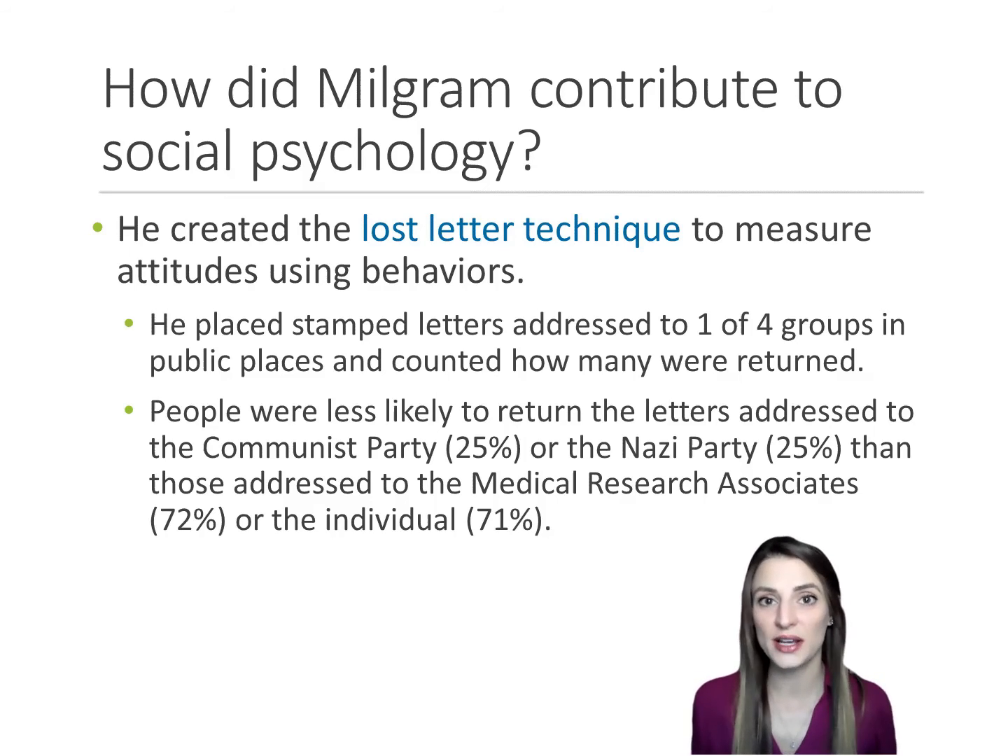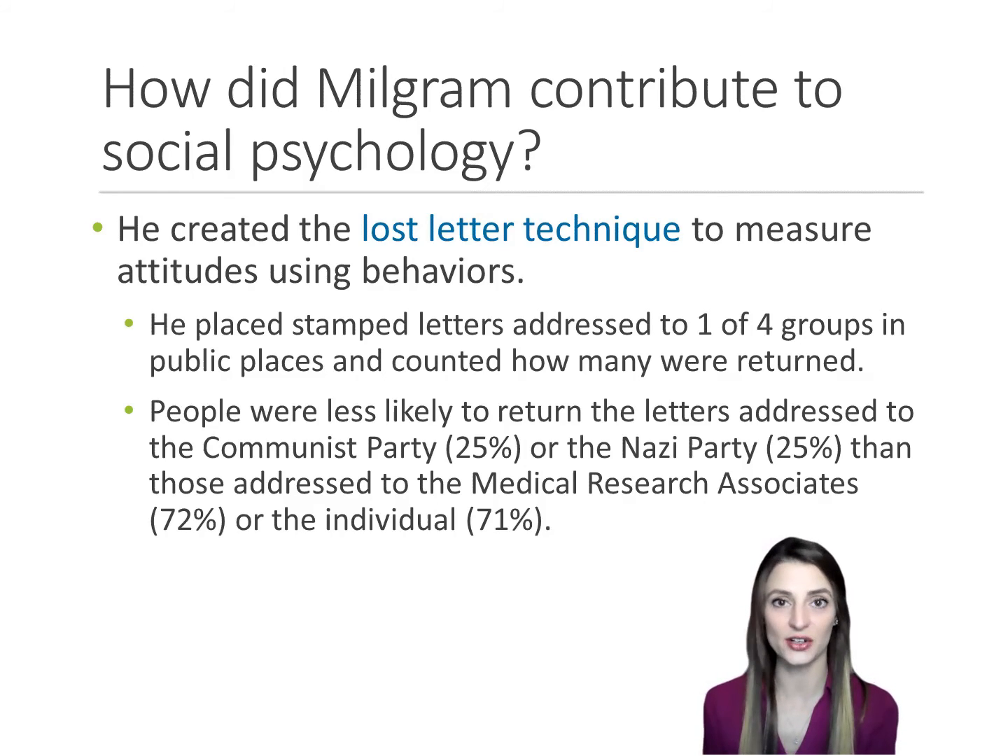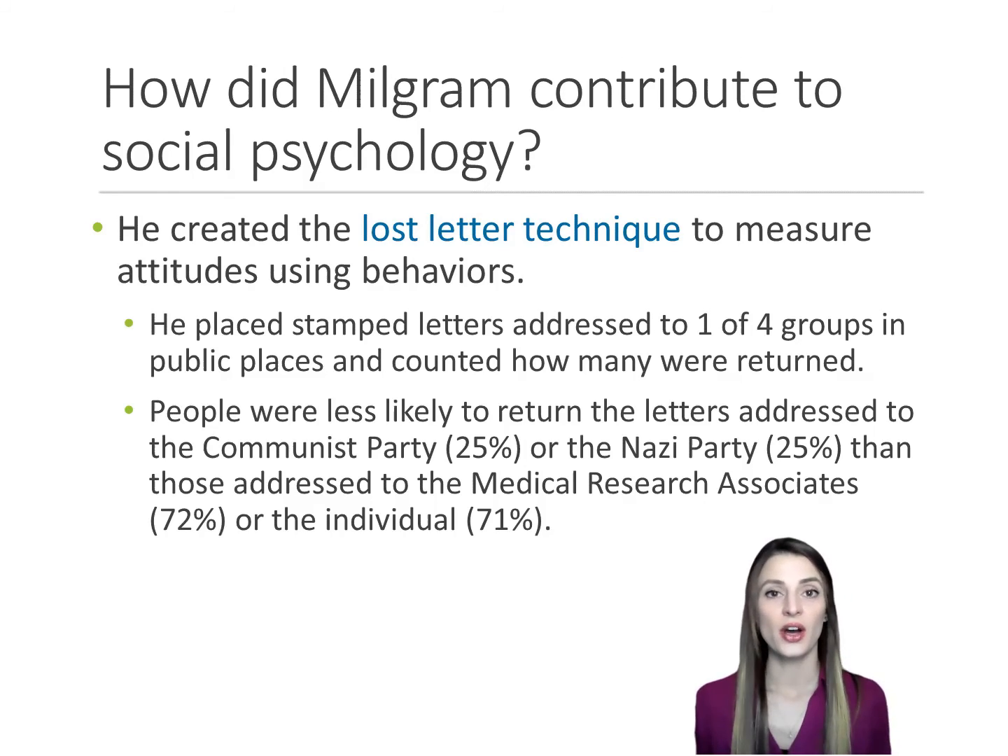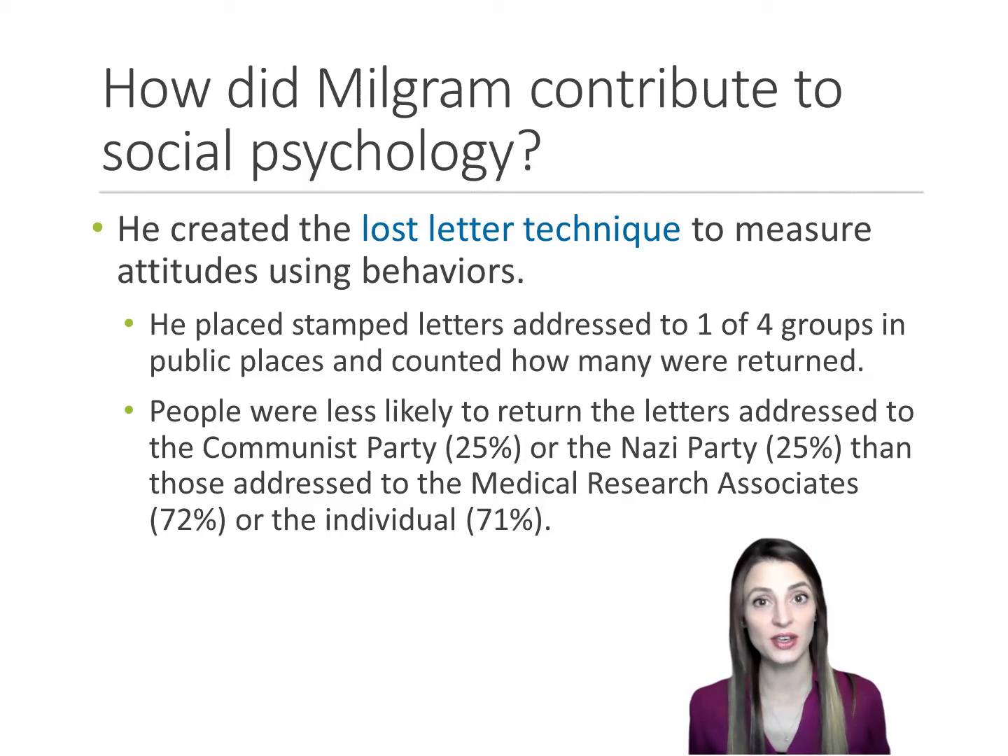The return address was his address. There was a stamp on the envelope so that all the individual had to do was drop it in the mailbox. He was interested in finding out the percentage of letters that would be returned. On each letter, there was one of 4 groups: medical research associates, friends of the Communist Party, friends of the Nazi Party, and an individual person.